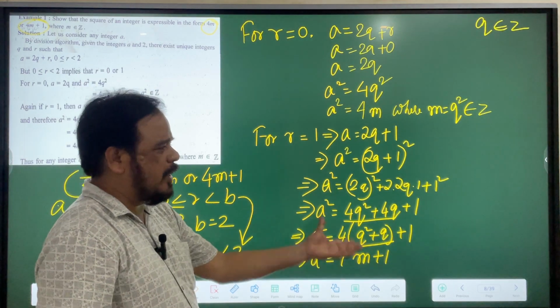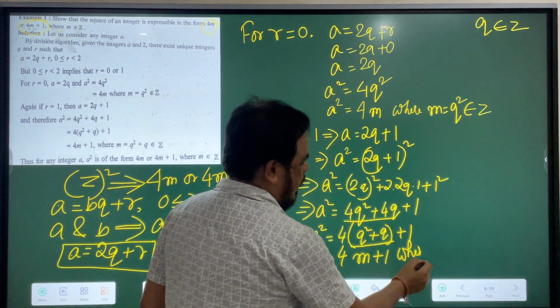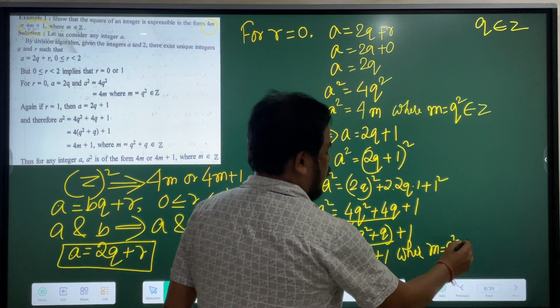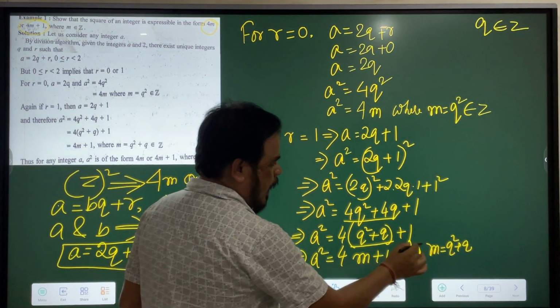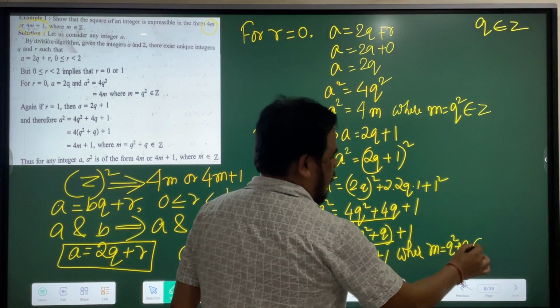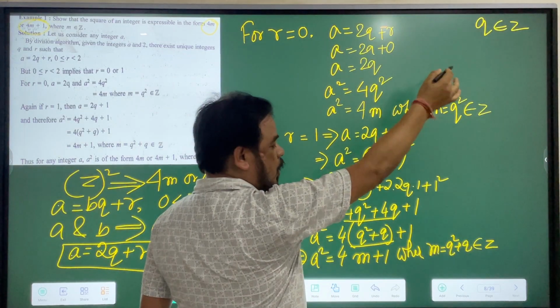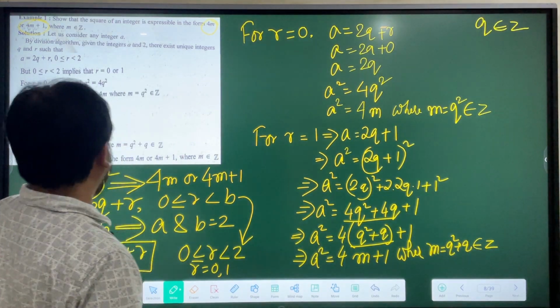So this is very easy, there is nothing to do. Q square plus q, where m is equal to q square plus q. In place of q square plus q, we have written m. So where m equals q square plus q belongs to Z, because q is an integer. Q is an integer, so q square plus q is also an integer. I hope you understand. This is what we have done.